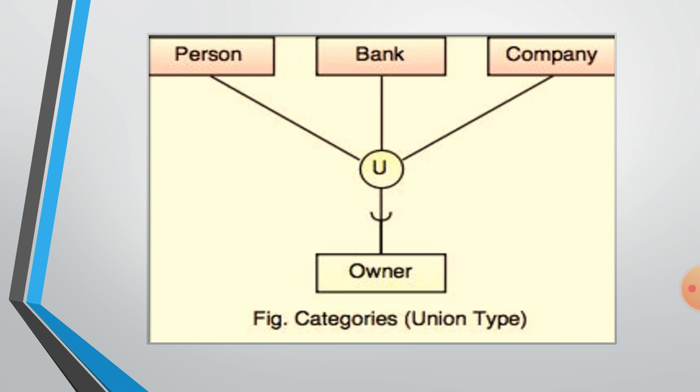Based on those superclasses, a new subclass will be formed. That subclass name is owner. So what is the main theme of this example? I am trying to buy a car on a loan. Suppose I am trying to buy a car from a person, with some loan in a bank. So I'm an owner, but I am buying a car based on the person superclass and the bank superclass.